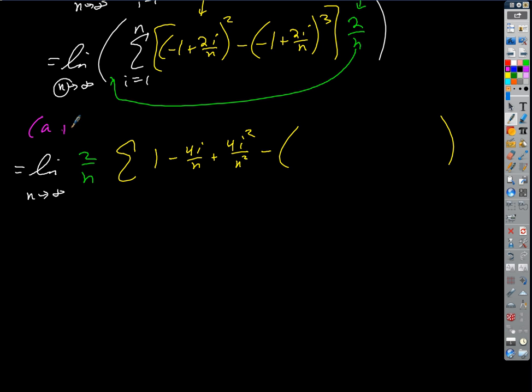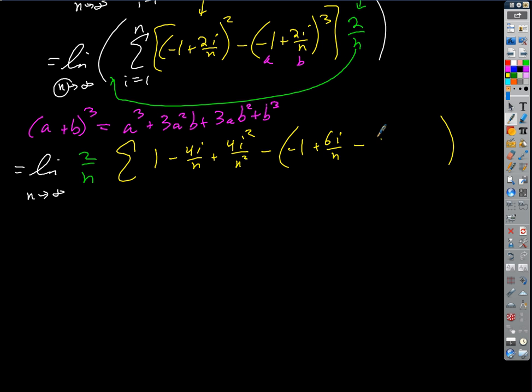A plus B cubed is A cubed plus 3A squared B plus 3AB squared plus B cubed, right? So we have to do all that where this is A and that's B. Okay, so that's going to give us negative 1 cubed is negative 1, plus 3 times negative 1 squared is positive 3 times 2i over n. So that's going to be plus 6i over n. Minus, because now I'm going to get 3 times negative 1 is negative 3 times 2i over n squared.